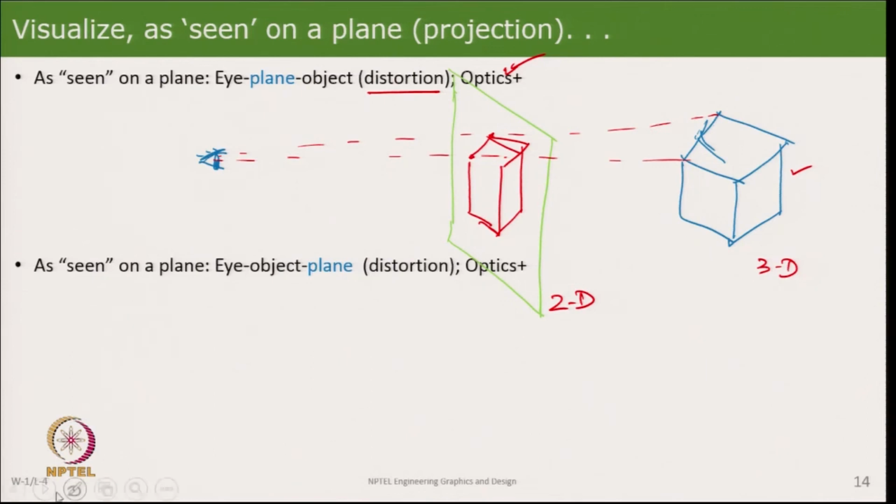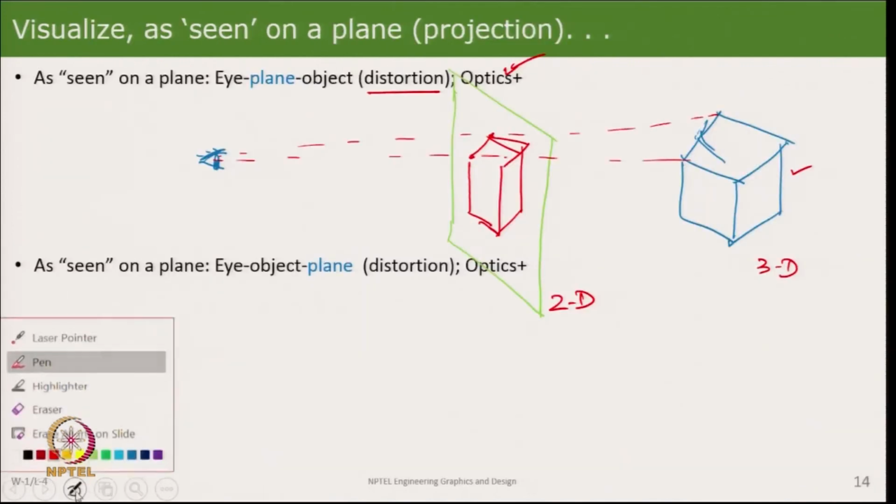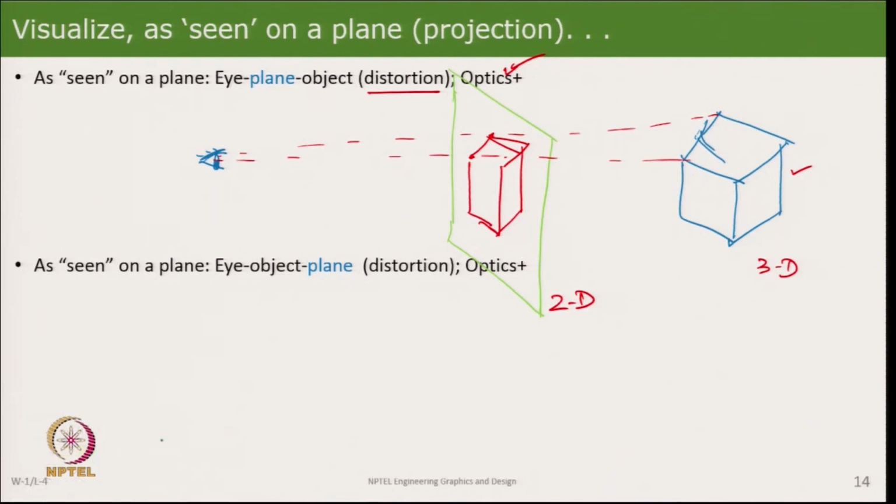The second technique that is listed here is that the plane is somewhere else. So, we have the object, the eye is here, but now the screen is placed behind the object.